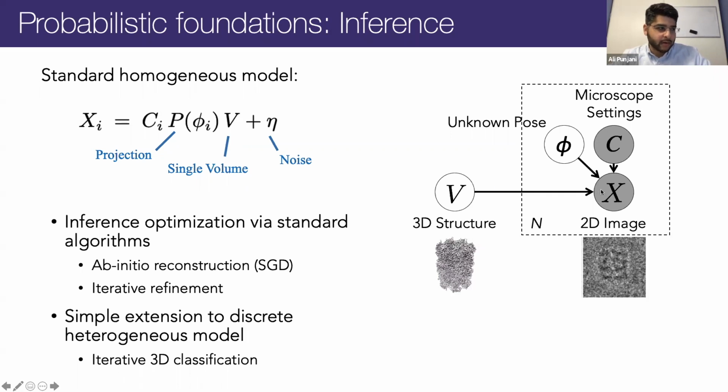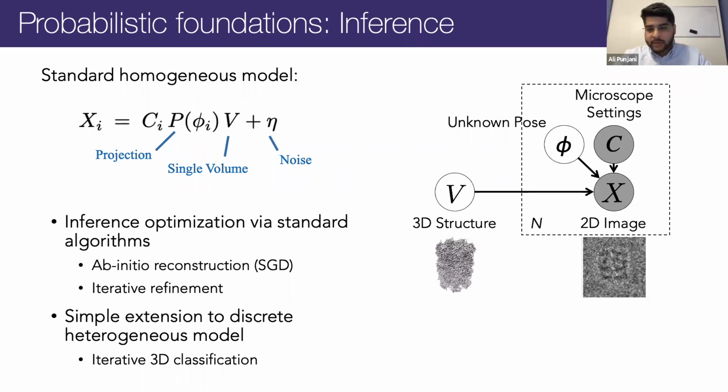That's this forward arrow. And what we want to do is go backward through that to infer V from a whole bunch of measurements of X. In this simple case, the optimization problem that we have to solve, there are standard algorithms which are now mainstream in single particle EM that allow us to solve that optimization.